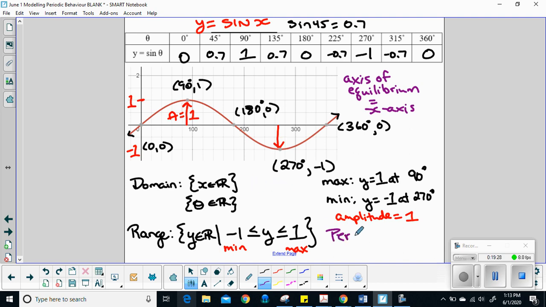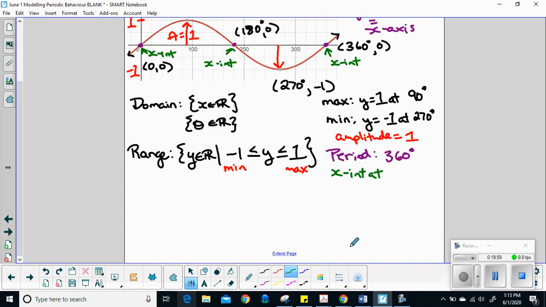Period. So we see that it repeats itself after 360 degrees. Our x-intercepts we see happen here, here, and here. So these are all our x-intercepts. So our x-intercepts at 0, 180, 360. 0 degrees, 180 degrees, 360 degrees, and our y-intercept, what goes through the origin here, so that's at 0, 0. And there you have it. There's the sine curve. We're going to play with that over the next few days, so just kind of get comfy with it, please.